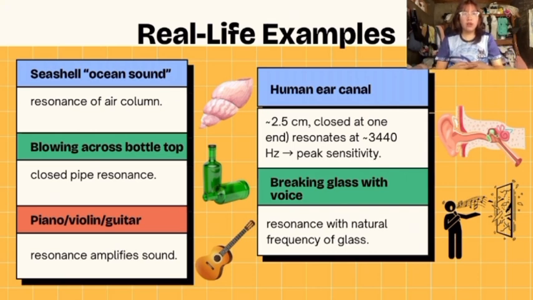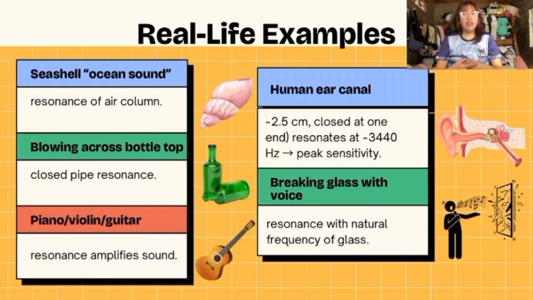Second is blowing across the bottle top. When air is blown across the mouth of the bottle, the air inside resonates just like a closed pipe, producing a clear musical tone. This is the same principle used in wind instruments.